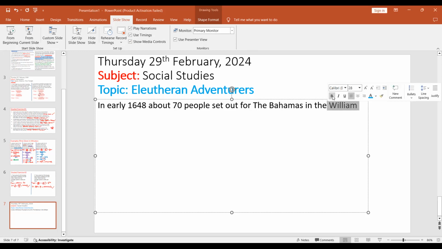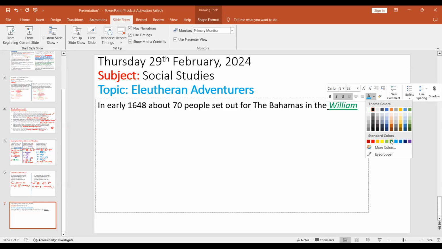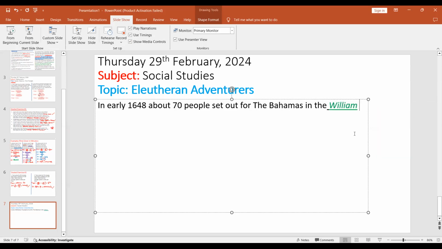Now, the William is the name of the ship, the name of whose ship? William Sale. No, his name is William Sale. All right, that's the name of his ship, and he was the ex-governor of Bermuda, and they asked him to help them make this journey. So about 70 people set out for the Bahamas in the William, right?